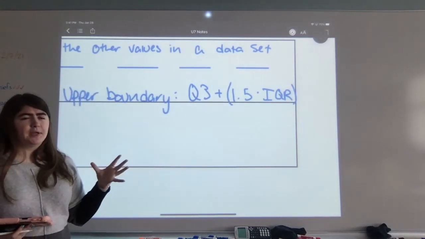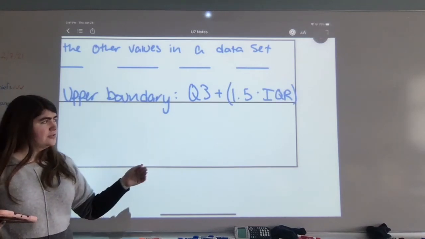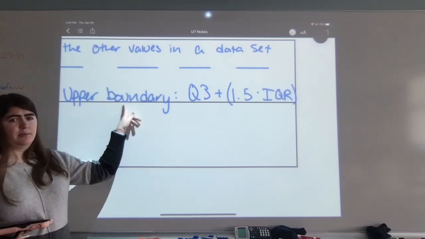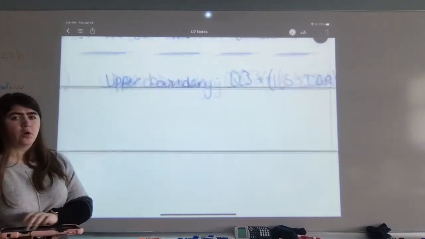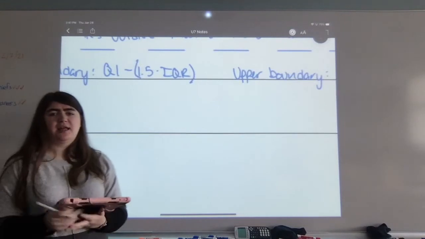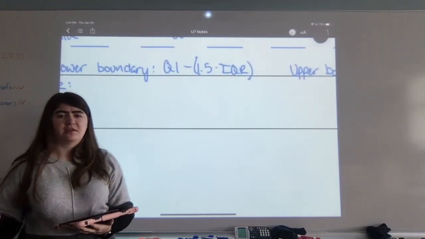So what's really happening here is this is giving you a measure, boundaries for when you know that anything past the upper boundary is too big, and anything below the lower boundary is just too small. It does not fit with the rest of our data.